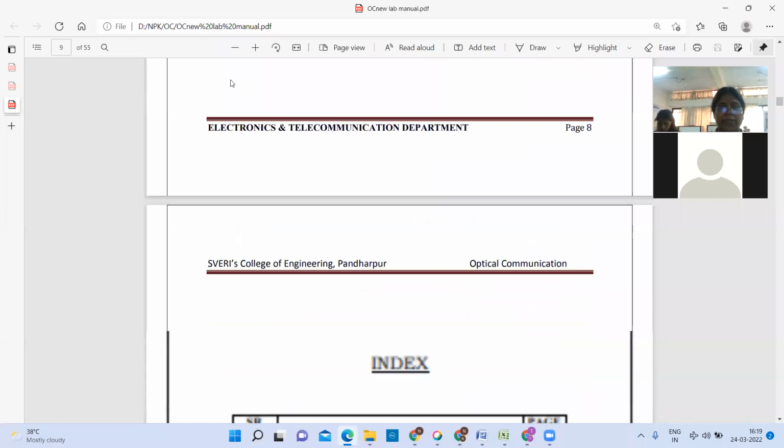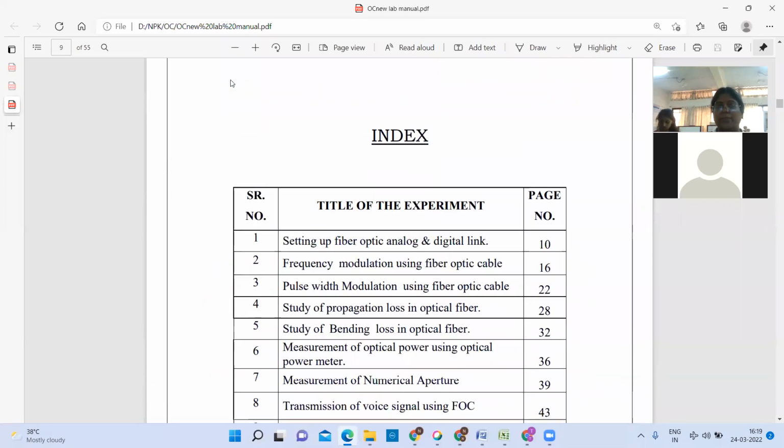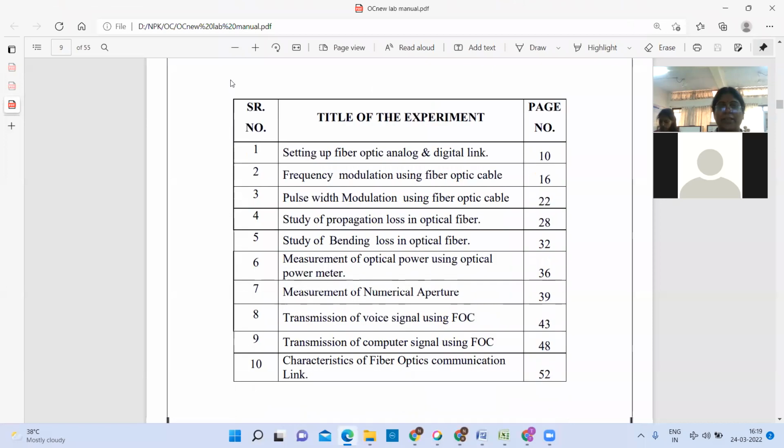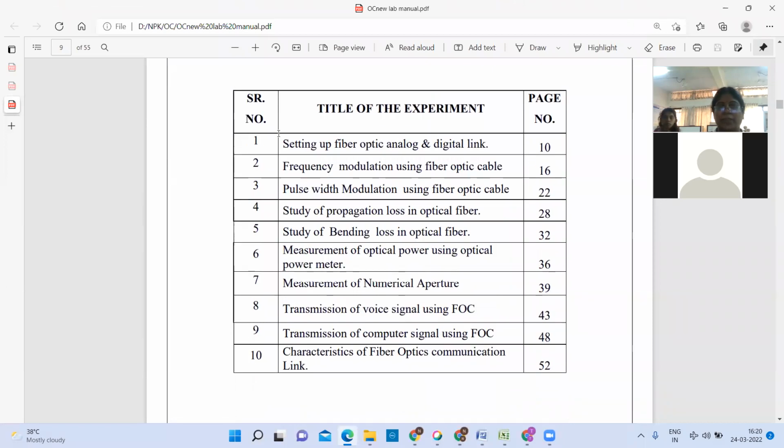Okay, and here it starts with actually the practical. So first it is having a list of the experiments. Same. Setting up fiber optic analog link, digital link. Frequency modulation using fiber optic cable. And then pulse width modulation using the fiber optic cable.